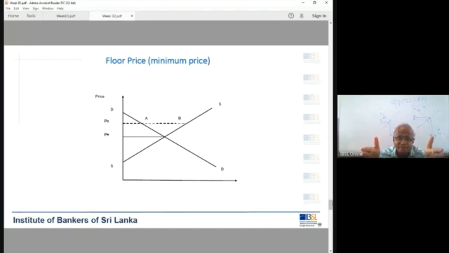Then what will happen if the government has imposed a minimum price? If the government wants to maintain this minimum price policy, they have to clear that excess supply, the AB distance. Buy that excess supply. Otherwise, what will happen? If the paddy marketing board doesn't have money to buy this excess supply, the paddy price automatically will go down.